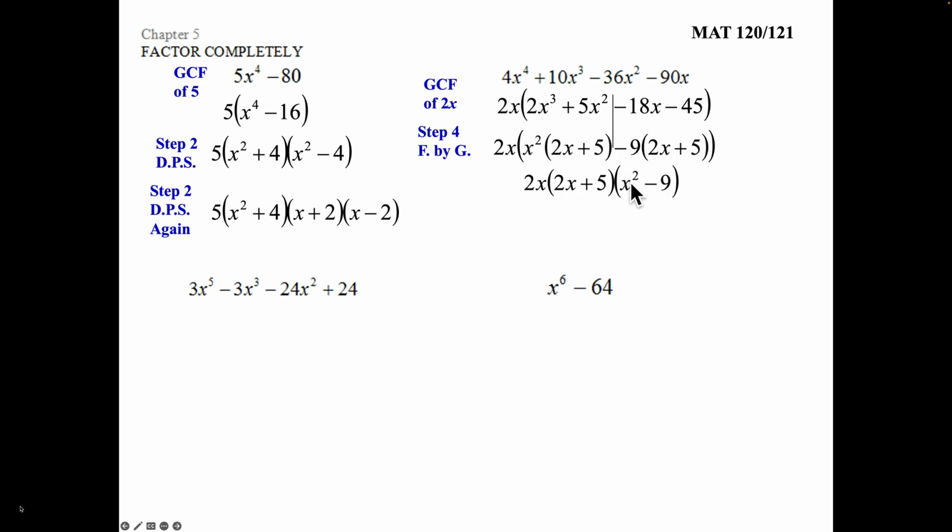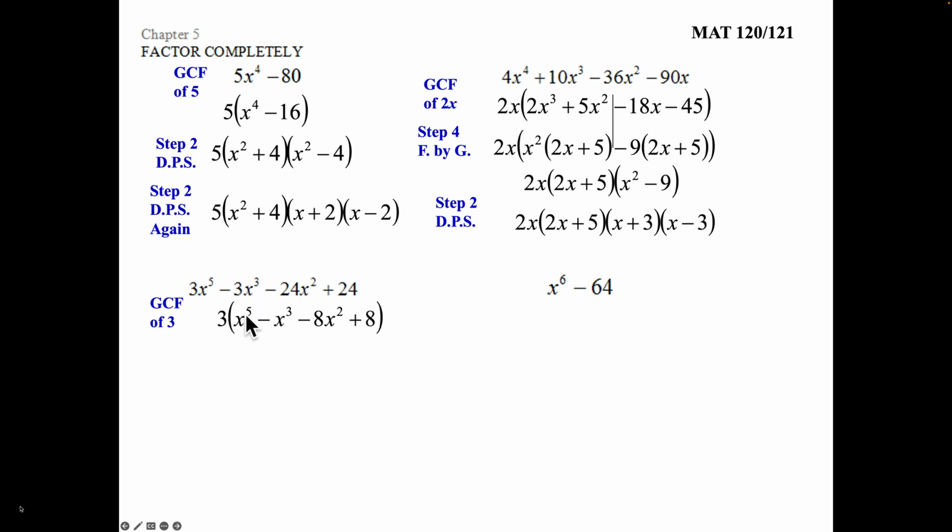Oh, wait a minute. X squared minus 9, that's a difference of perfect squares hiding in there. So 2x times 2x plus 5 times x plus 3 times x minus 3. X to the fourth power. Notice 1 x from the 2x, the 2x plus 5, an x plus 3, and an x minus 3. Each one has a factor of x in it. X to the fifth, looking to have 5 individual x's. I'm not sure if we can do that, but I can see 3 can come out of everything, so we'll take out a 3.